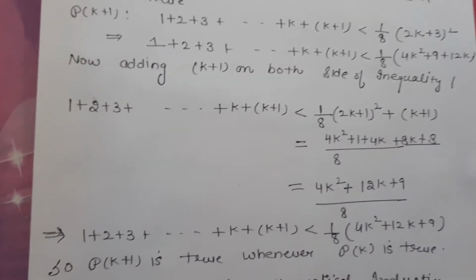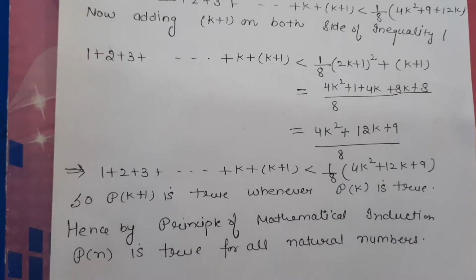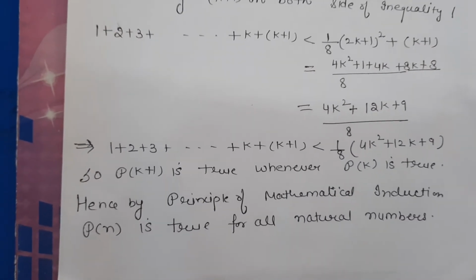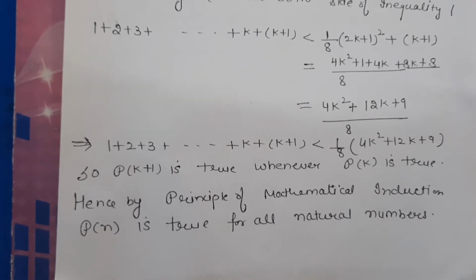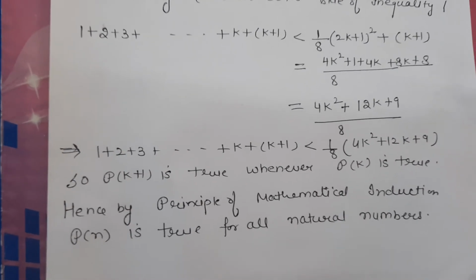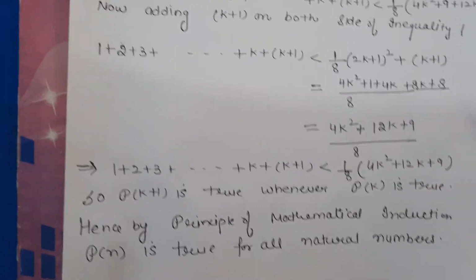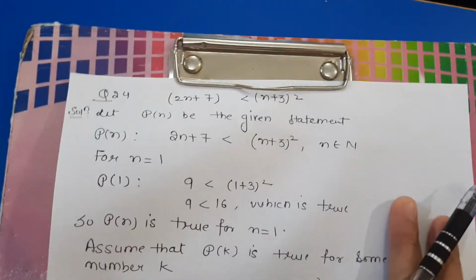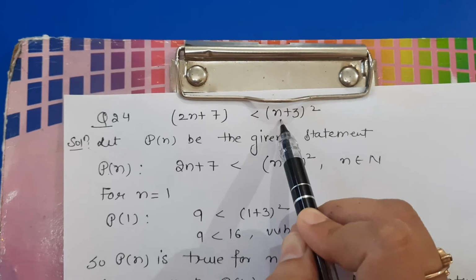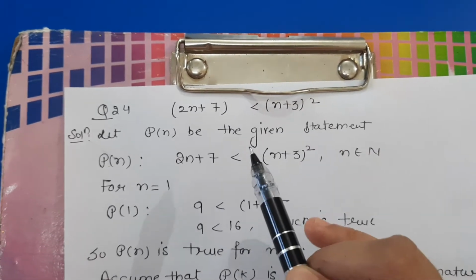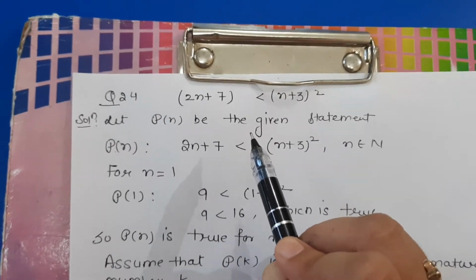So you have shown that Pk plus 1 is true whenever Pk is true. Hence, by using the principle of mathematical induction, the given result is true for all natural numbers. Another question of this type is question number 24 from your exercise. You have to prove 2n plus 7 is less than n plus 3 whole square by using the principle of induction.